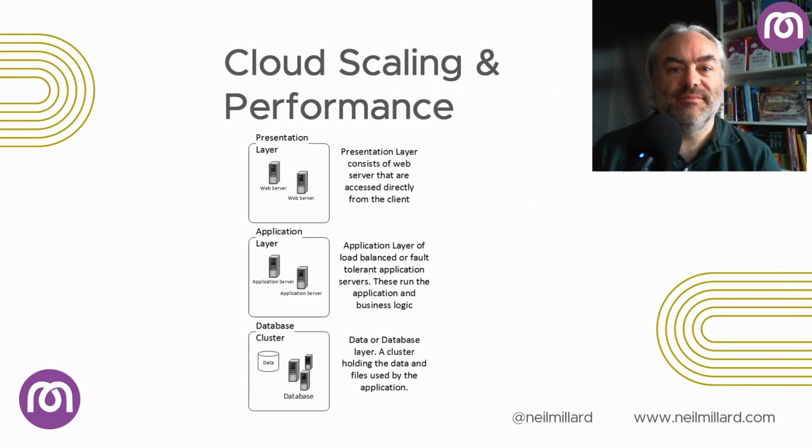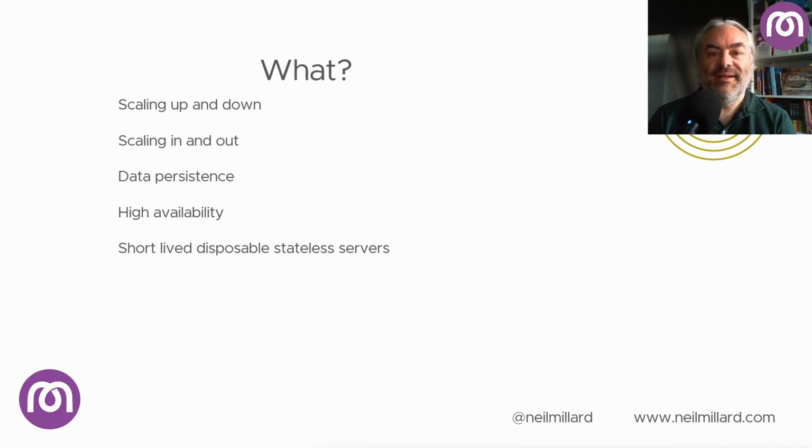Hello, in this video we're going to look at how we can use the cloud for scaling and performance. Let's get into it. Say what? Scaling? Yeah, there's two types of scaling: scaling up and down, and scaling in and out. Of course we can't scale without some level of data persistence. We're going to talk about that next. Scaling also gives us a bit of high availability. And to achieve scaling efficiently, we need short-lived servers.